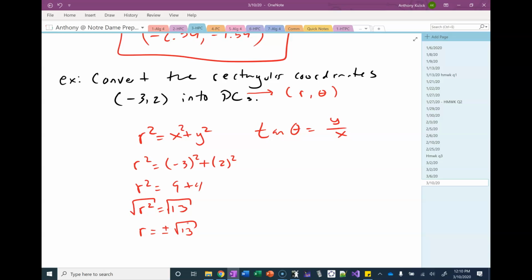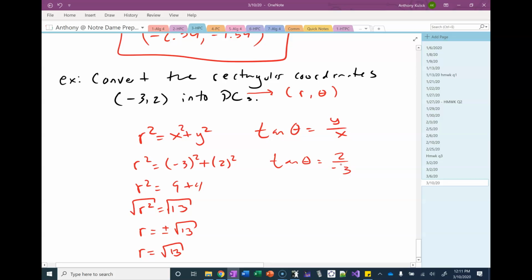Now, we need to make a choice here whether we want to use the positive for r or the negative for r. My suggestion to you is just always do the positive. It makes everything a little bit easier because you don't have to worry about reversing anything. Everybody okay there? Okay. So I'm going to do tan theta is equal to negative 2 over negative 3.